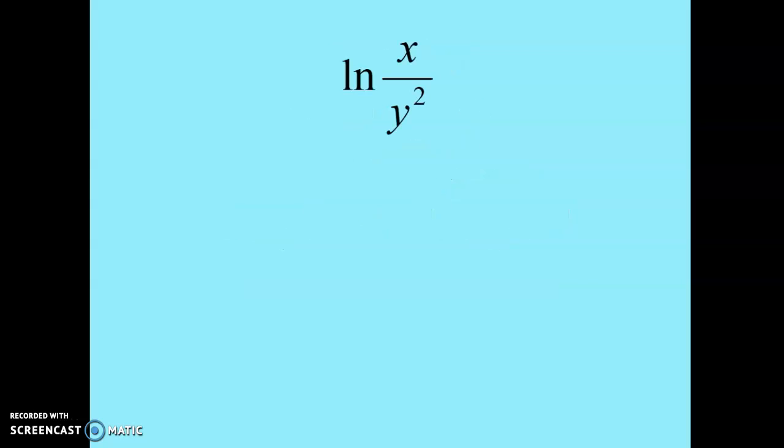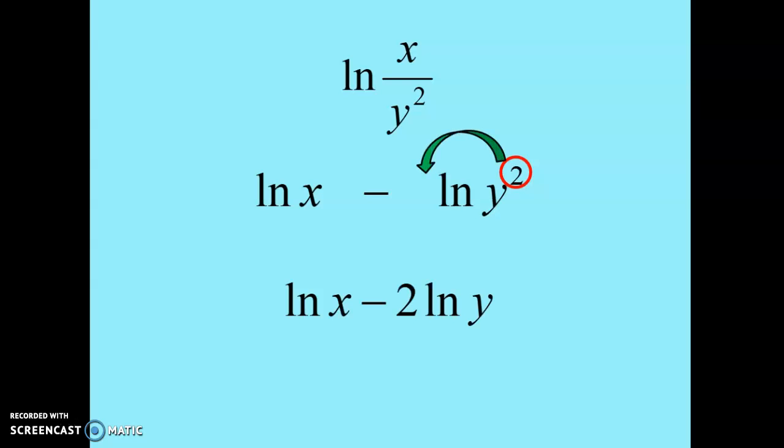All right, last example. We have natural log of x over y squared. Because you're dividing x and y squared, they're going to be subtracted. And then that 2 is going to become a coefficient in front of the natural log of y. So you have this.